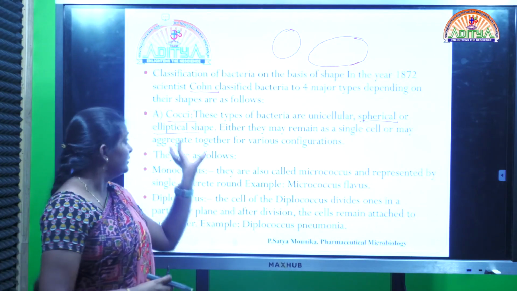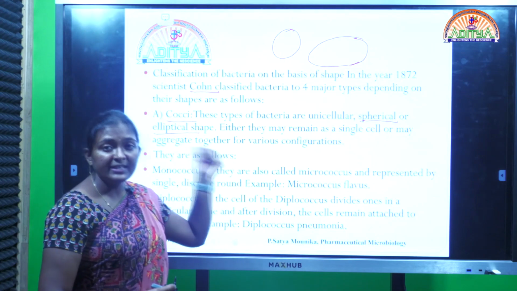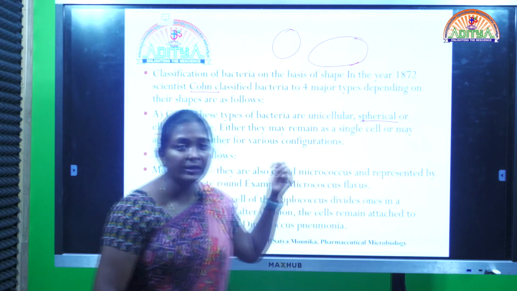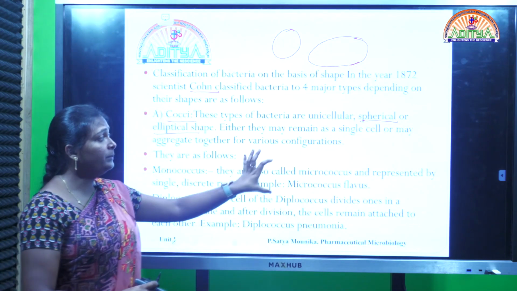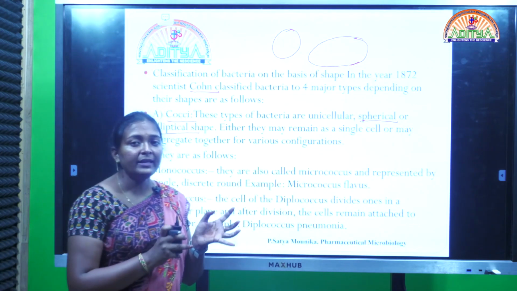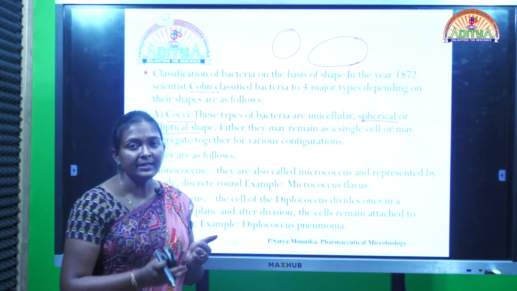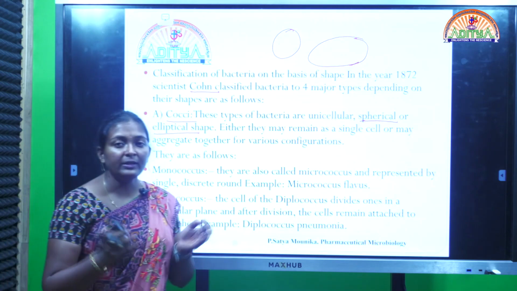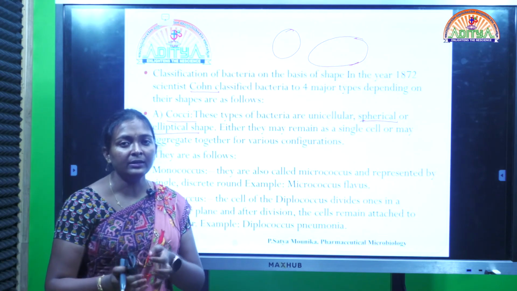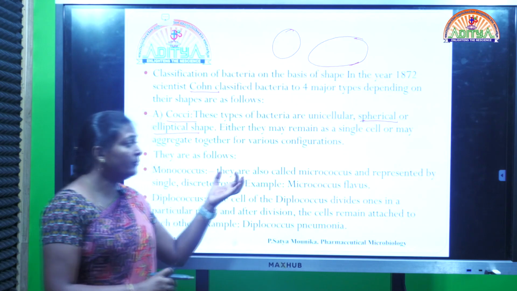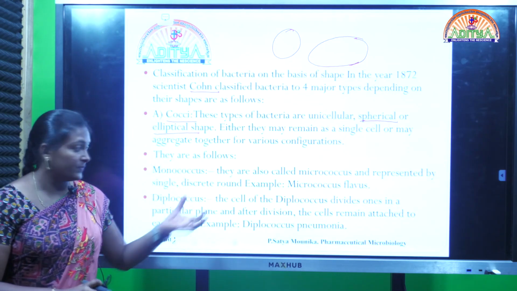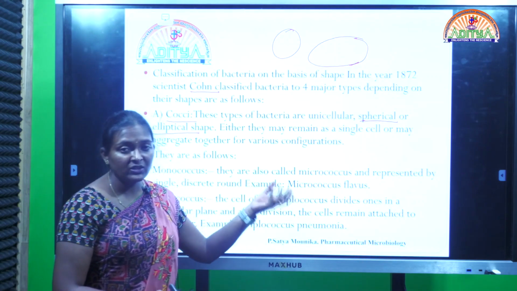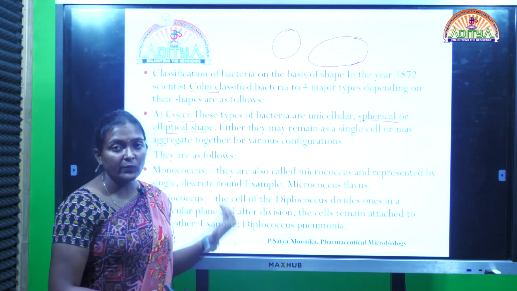Now coming to the Cocci, these are unicellular cells, mostly spherical or elliptical in shape, and they either remain as a single cell or are grouped in bunches. Bunches are nothing but cells aggregating: one cell aggregates with another, and they are seen in various configurations. Based on this aggregation or configuration, they are further subclassified into several types.